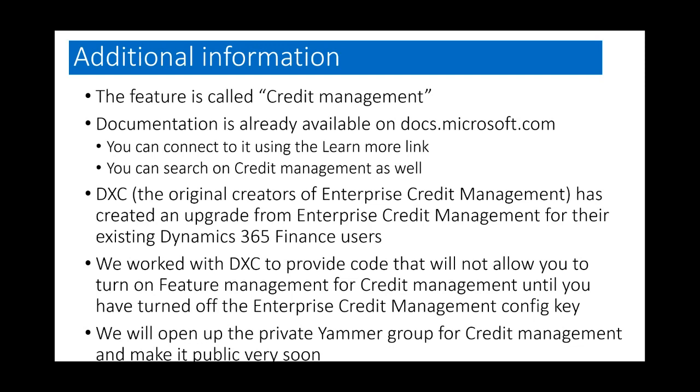So what will happen is, with the config key on, they are providing, as part of their upgrade, a script that you'll run, or a menu basically, that will move your data into the new system. Then you go in and turn off their config key. Then Feature Management will see that and say, oh, okay, now it's okay for me to turn on Credit Management. We've done it that way just to protect everybody from accidentally doing two different things.